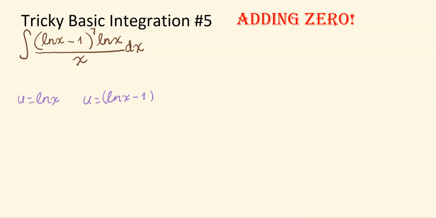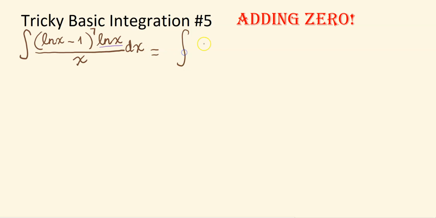Really it would make more sense to have u be something like this. But then this ln on here has only ln and not ln minus 1. So what are you going to do about that? You are going to add 0. And this is what I mean by that. I am going to add 0 to my advantage.